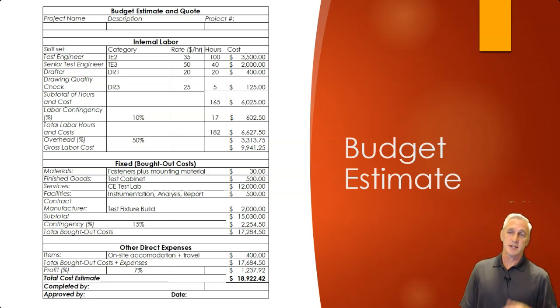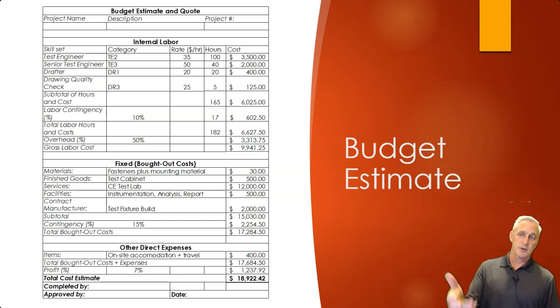And so we have 10% of 165 is 17 hours, rounded to the hour. Same with 10% of $6,025, $602.50. Add those on, we get a total number of hours of 182 hours and $6,627.50. Then we multiply by the overhead, which doesn't go to the hours, it just goes to the cost. So that's another $3,313. We add that to the $6,627. We get almost 10 grand.